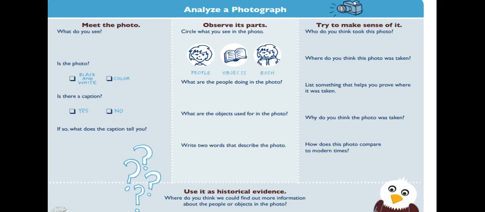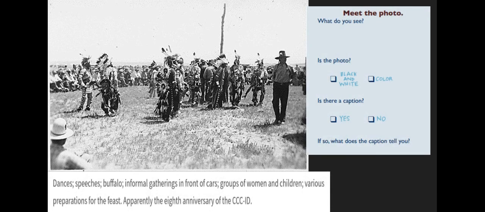So the next thing we're going to do is analyze a photograph. Again, we still have the four parts: meet the photo, observe the parts, try to make sense of it, and use it as historical evidence. But this time we're going to use a photograph. So this is the photograph that we have.